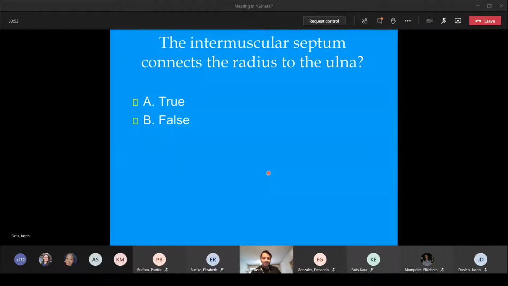All right. So yes, it is B. It is false. Remember, the interosseous membrane is going to be connecting the radius to the ulna. I like to put little questions like these sometimes, true or false, so that when you download the lecture notes, it's kind of like a review, and it gives you the answers that are going to be correct, right? So the interosseous membrane will connect the radius to the ulna, while the intermuscular septum will separate the anterior compartment from the posterior compartment.